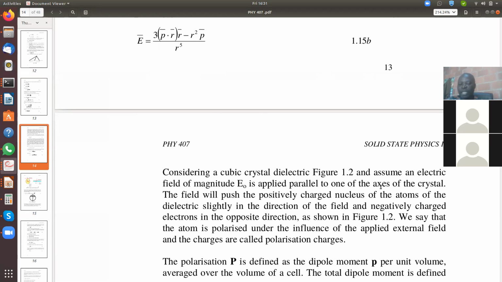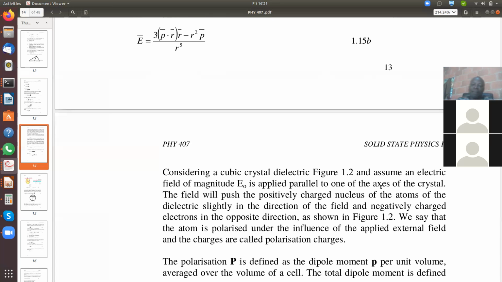Because we say like charges repel while unlike charges attract, because they are like charges, they will repel each other. So it will push it away, in the direction of the field, and the negative charge electron in the opposite direction. So the negative will also come in the opposite direction to look for a positive charge to attract to. So we say that the atom is polarized under the influence of the applied external field, and the charges are called polarization charges.